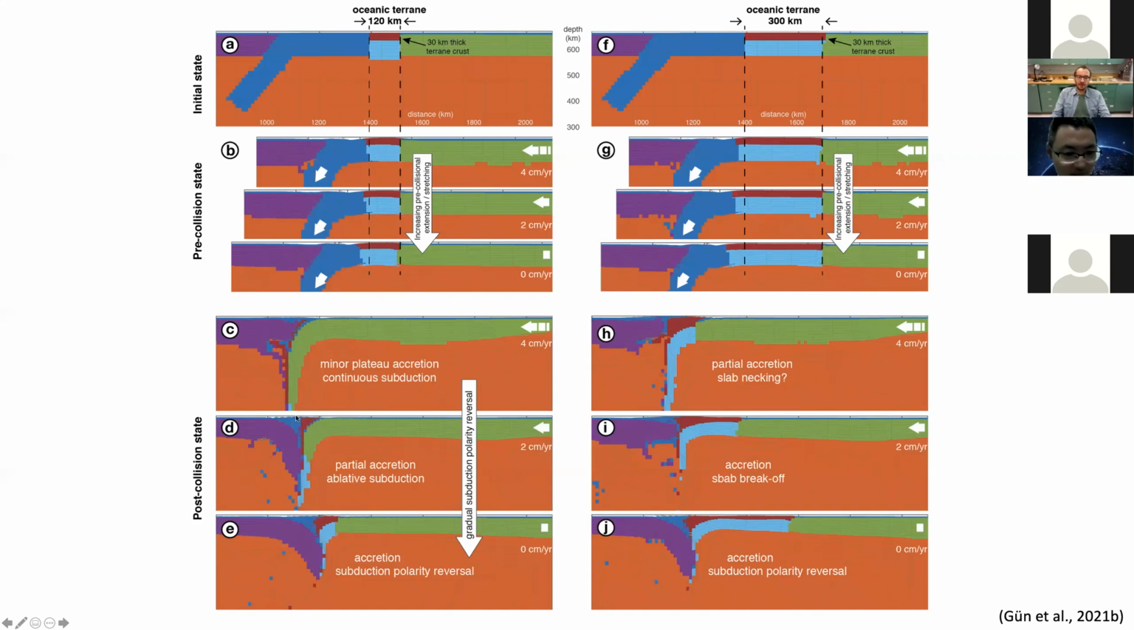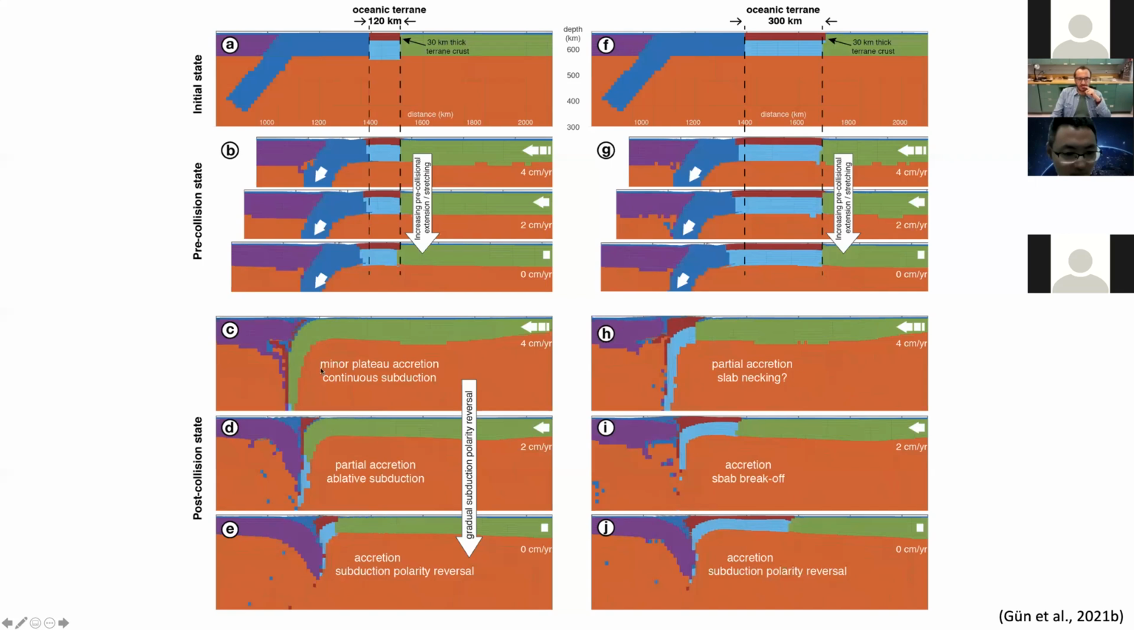But the interesting case starts to come when we decrease the impulse velocity. See, now it is the 2 centimeter per year model. And so with the collision, or maybe you can say subduction or collision, of this tiny bit of oceanic terrain, it triggers an ablative subduction. So it's a double-sided subduction because both sides of the system here are oceanic lithosphere. So it means that this overriding plate could subduct too.